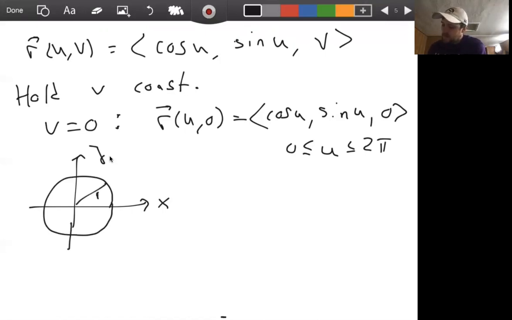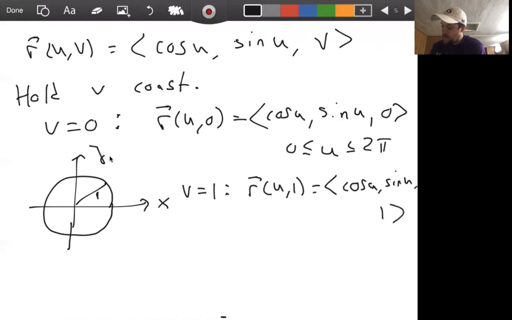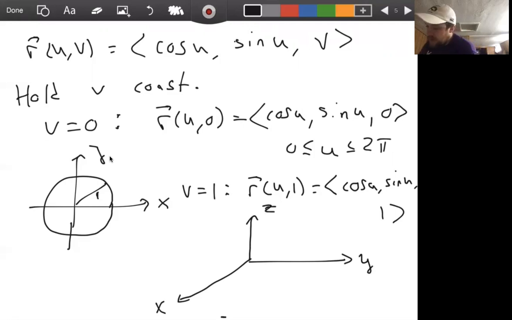And what if we were to look at v equals 1, say? Well, then we have r of (u, 1), which is (cosine u, sine u, 1). Well, this is still a circle of radius 1, but it's at a different height now, right? So we have x, y, z. Here we have x equals cosine u, y equals sine u, and z equals v. And so at height 0, we have a circle of radius 1. At height 1, we have a circle of radius 1.